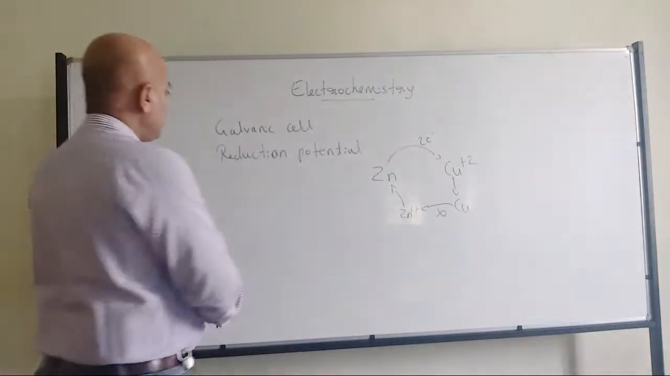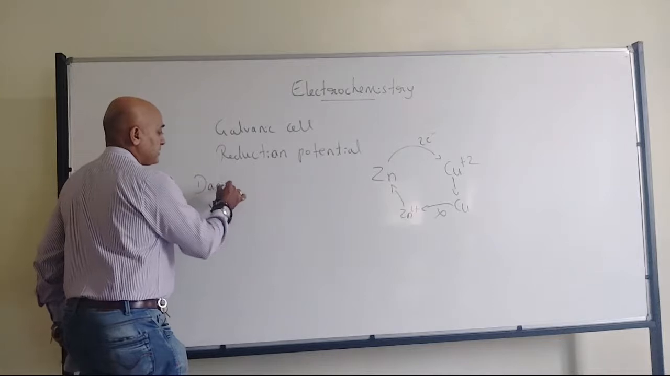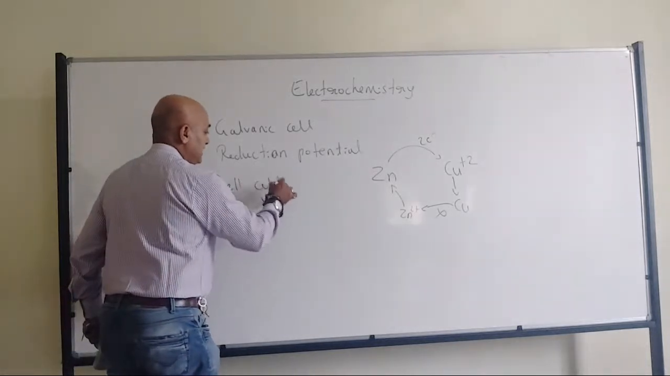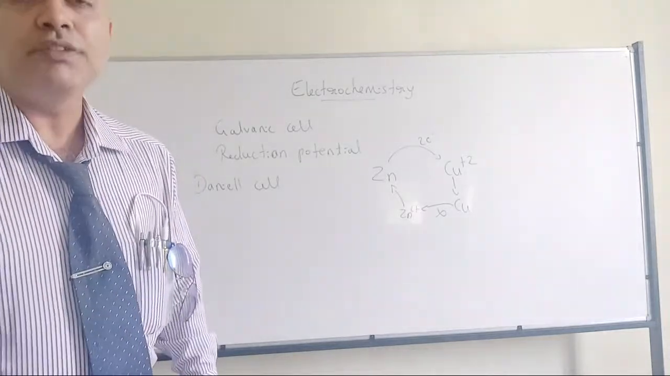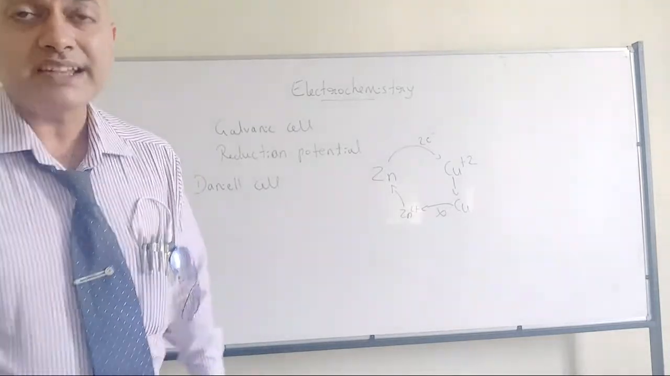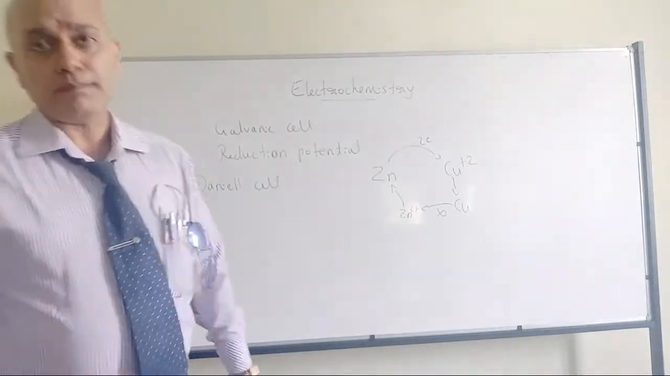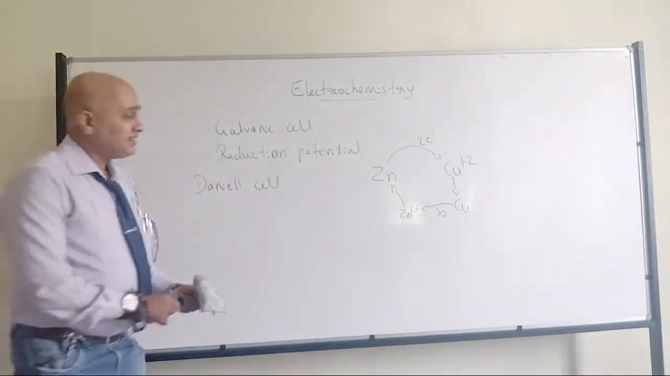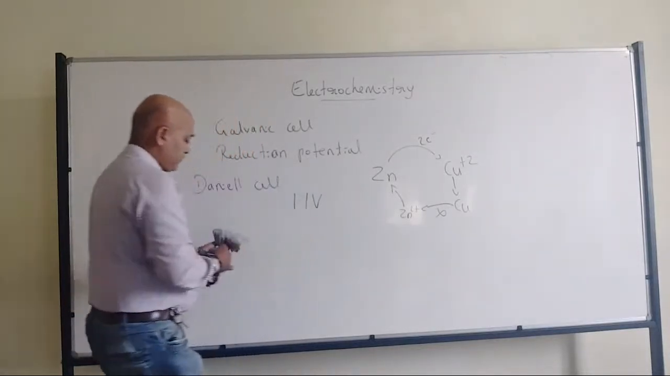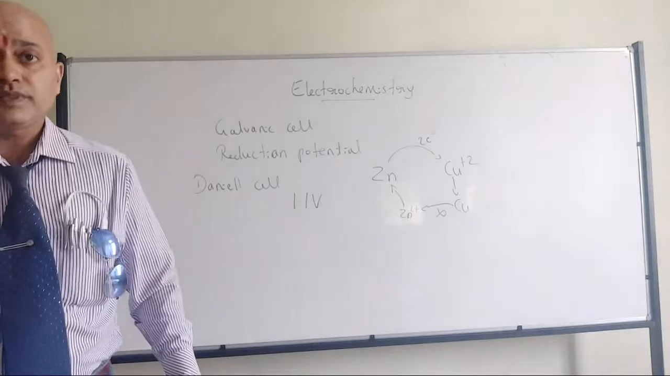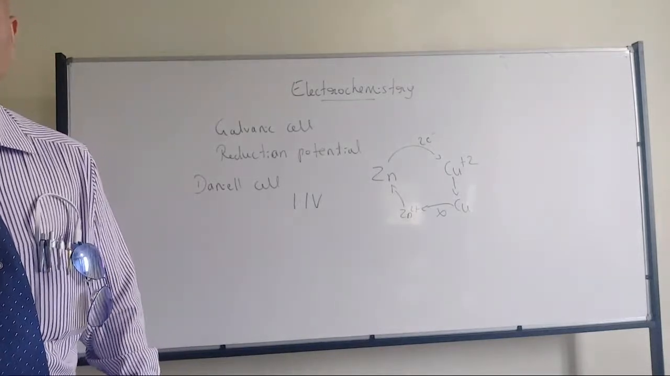Now we have a condition. When I am talking about Daniell cell, what do you mean by Daniell cell? So Daniell cells are those where anode will be of zinc plus 2 and zinc, and cathode will be of cupric ion and copper. So when I am talking about Daniell cell, it's going to produce the net voltage of 1.1 volt.